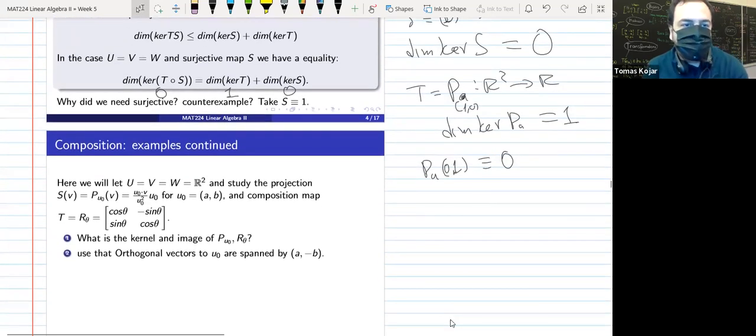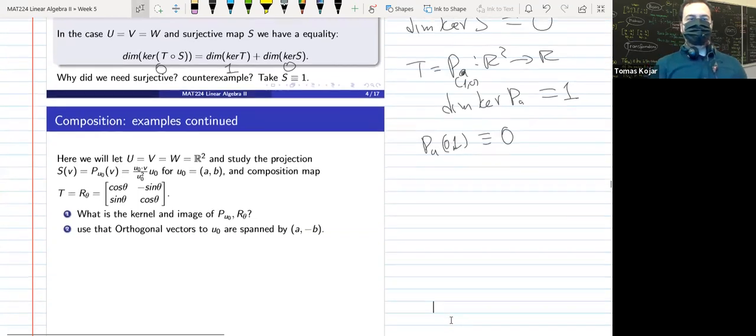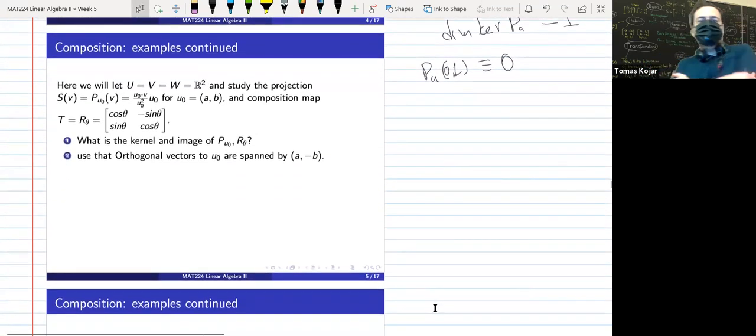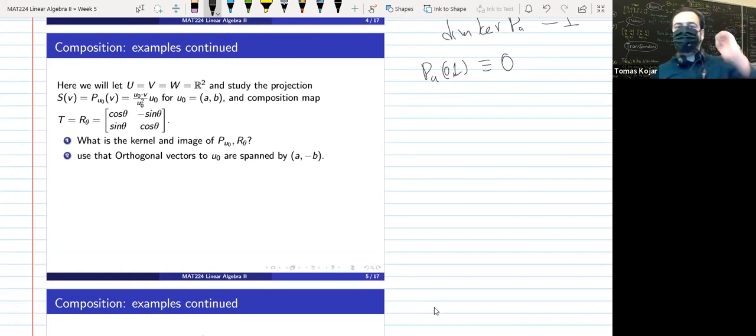Okay, questions? No questions. Well, let's do some stuff that you will see. So this is in your book as well, but I do it for general values. So in your book, they do this for A equal to 1, 0. I mean, U naught.